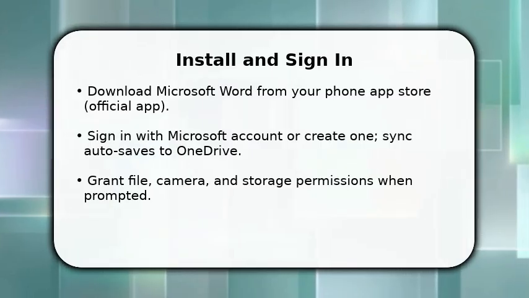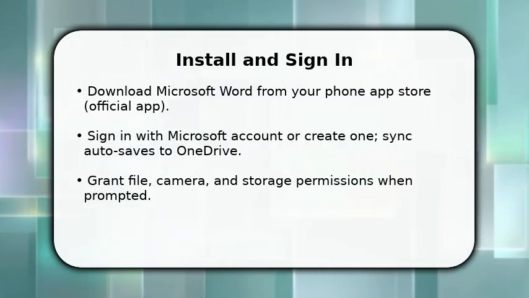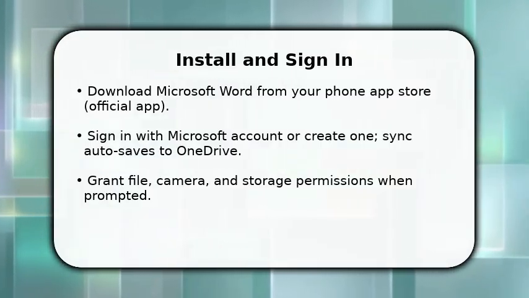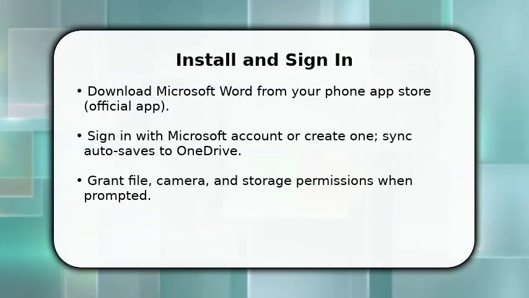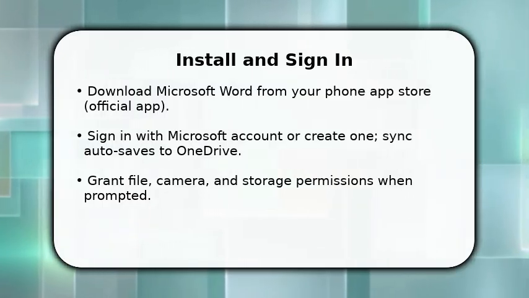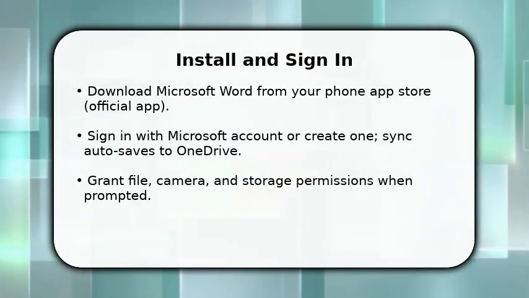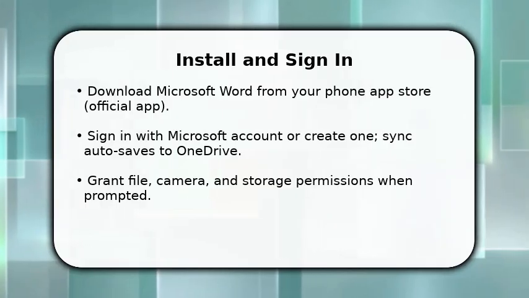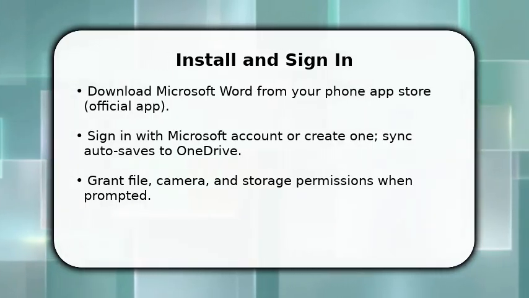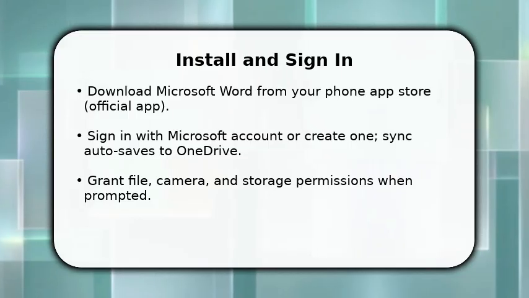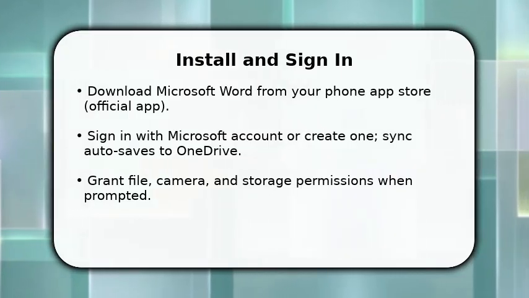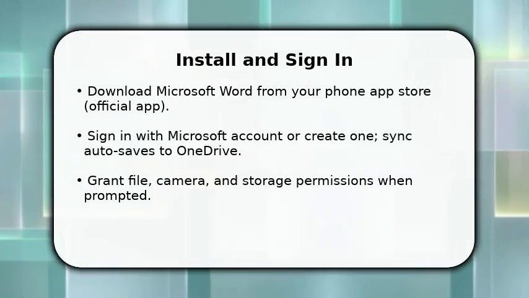You start by installing the official Microsoft Word app and signing into your Microsoft account. This ensures access to templates and OneDrive sync. Once installed, open the app and accept storage and camera permissions so you can open, save, and scan documents. Make sure Auto-Save is toggled on for OneDrive files to prevent data loss. If you prefer local files, note where the app stores downloads.